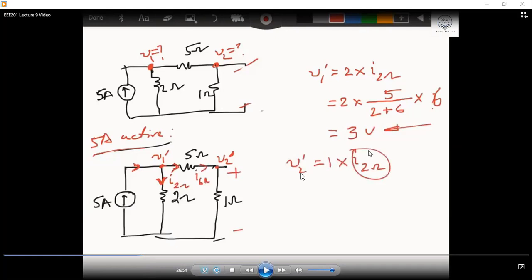Atikur Rahman, what do you think actually? Should I write I2 or I6? In order to find V2 prime, which is the voltage across the 1 ohm resistor, what is the current going through that? That current times 1 ohm, by Ohm's law, gives V2 prime. So what will be the current going through the 1 ohm resistor? Atik?